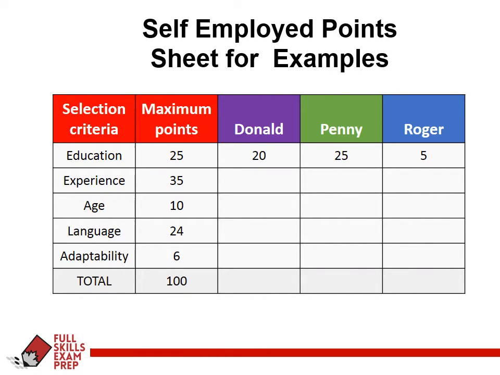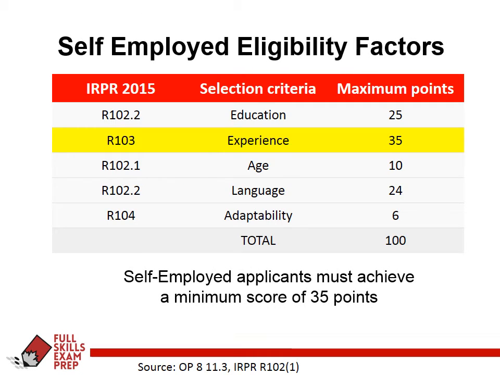Now when we go back to our score sheet over here, we can see that it's pretty straightforward when you just plug in the information. So Donald has 20 points for education, Penny has 25, and Roger has 5. Okay, so that covers education. Education is pretty straightforward. And we'll move on into experience.